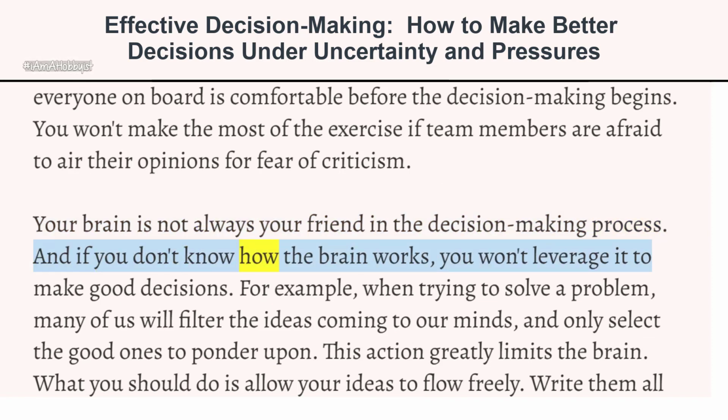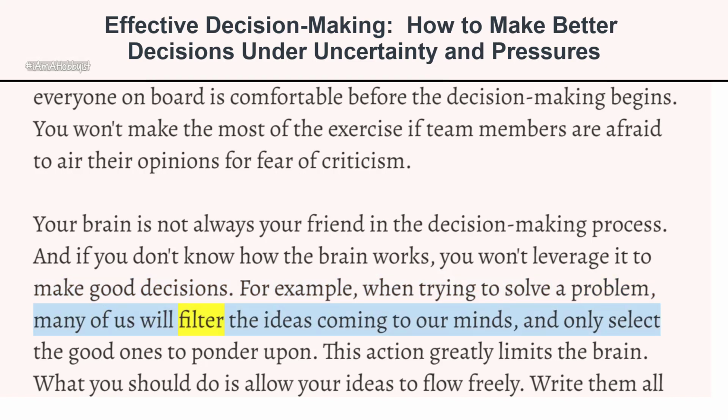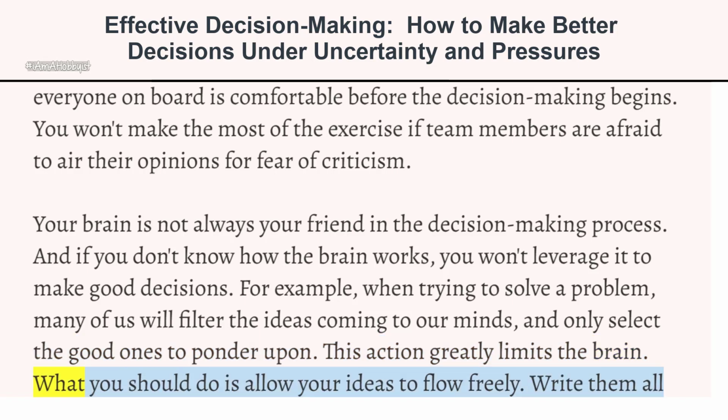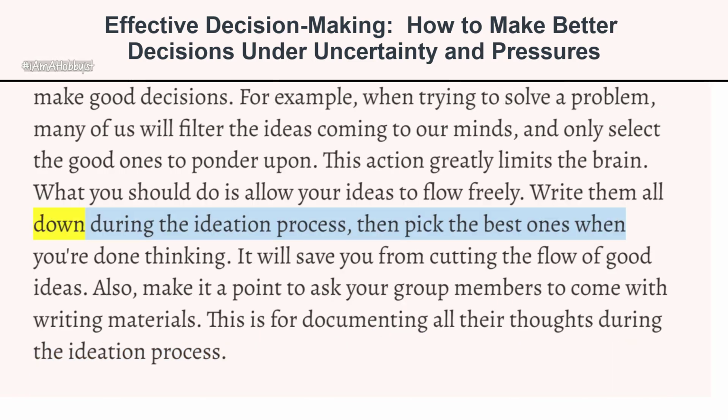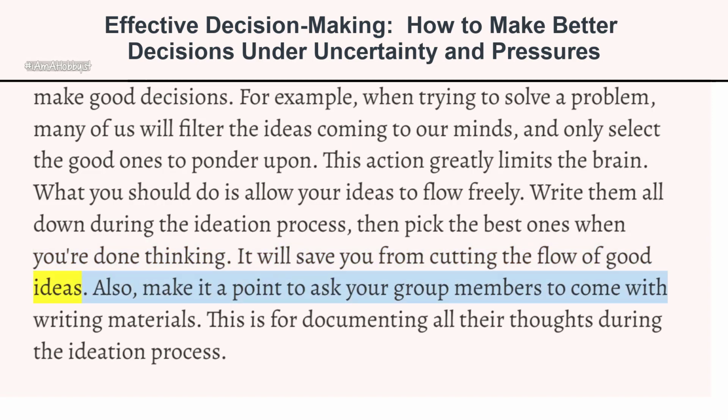Your brain is not always your friend in the decision-making process. And if you don't know how the brain works, you won't leverage it to make good decisions. For example, when trying to solve a problem, many of us will filter the ideas coming to our minds and only select the good ones to ponder upon. This action greatly limits the brain. What you should do is allow your ideas to flow freely. Write them all down during the ideation process, then pick the best ones when you're done thinking. It will save you from cutting the flow of good ideas.